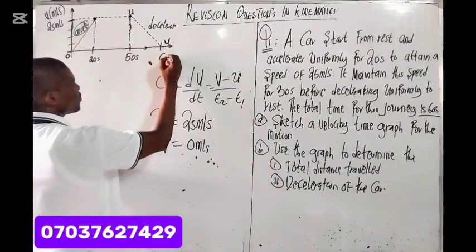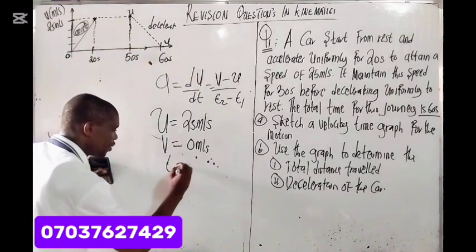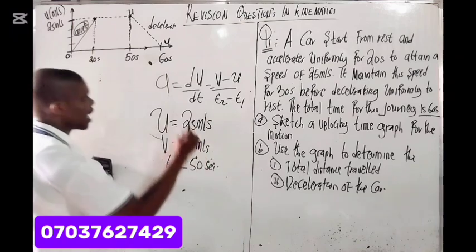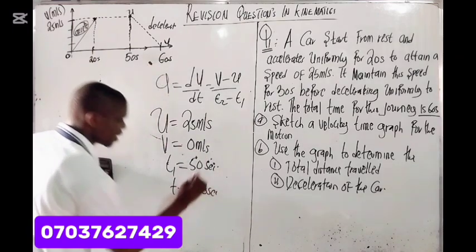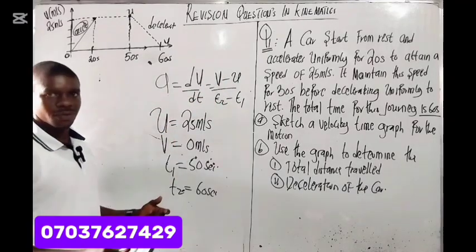Here we have 60. At this time, my t1 is 50 seconds, right? My t2 is 60 seconds. I still have to use this formula, but it's going to be deceleration.